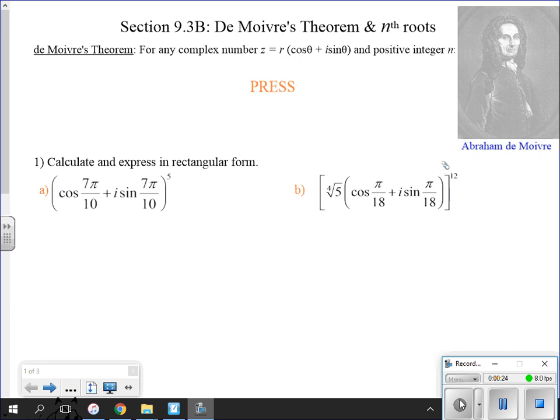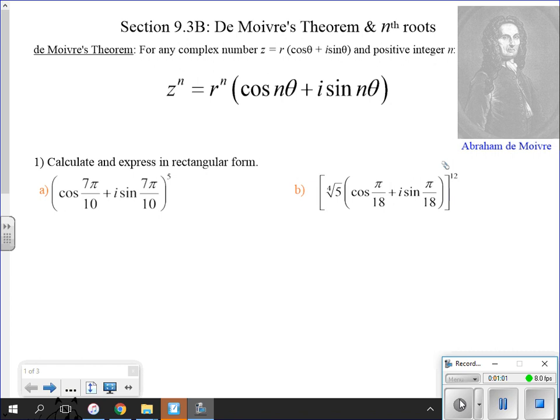So we're doing De Moivre's theorem today. De Moivre's theorem says if we have a complex number, and they're using z for the complex number here. If we raise any complex number to a power, if we convert it over to polar coordinates, it's extremely easy to take the power rather than multiplying it out.